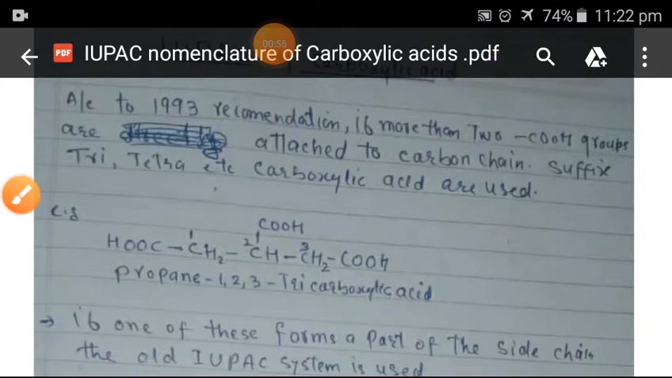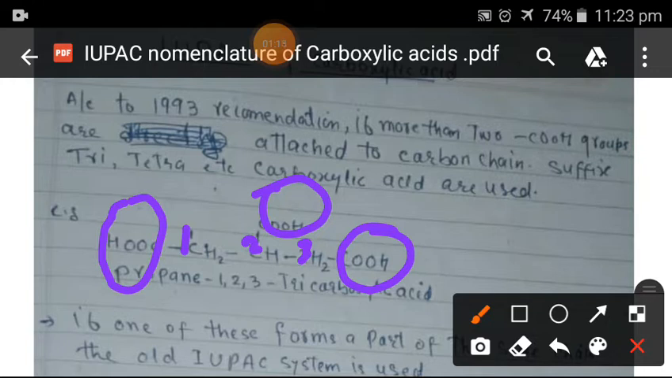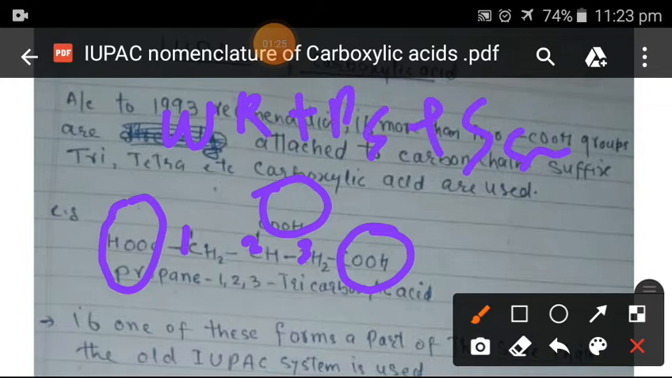Clear? So the name of the compound will be, when there are three carboxylic groups attached to the main chain, they are not included in the main principal chain. So numbering will start from this carbon, first, second, and third. Clearly, so accordingly you write the name of the compound. First, there is no prefix, so there is no substituent. So you will start the naming of the compound from word root plus primary suffix plus secondary suffix. The word root is how many carbon atoms are in the main chain. There are three, so you will write prop.